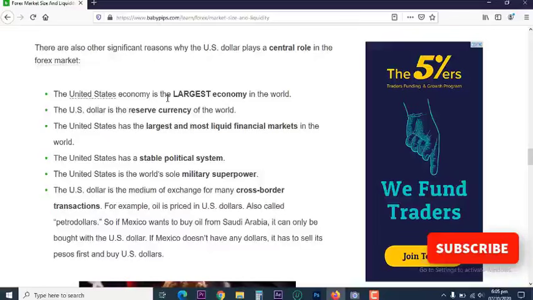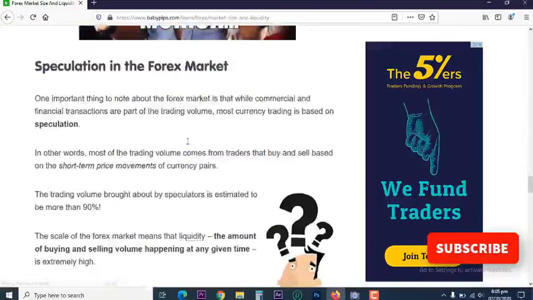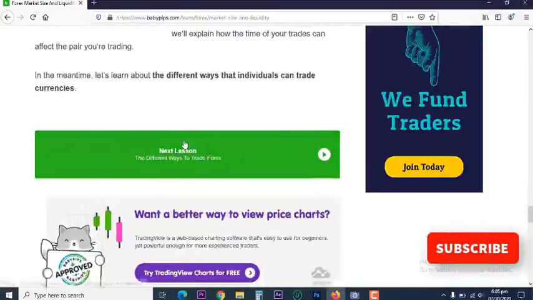Boom, so they say. The United States is the world's sole military superpower. That's what they say. The US dollar is the medium of exchange for many cross-border transactions. Correct. For example, US oil is priced in US dollars, also called petrodollars. That's the reason why the US dollar has the highest frequency distribution in the market.